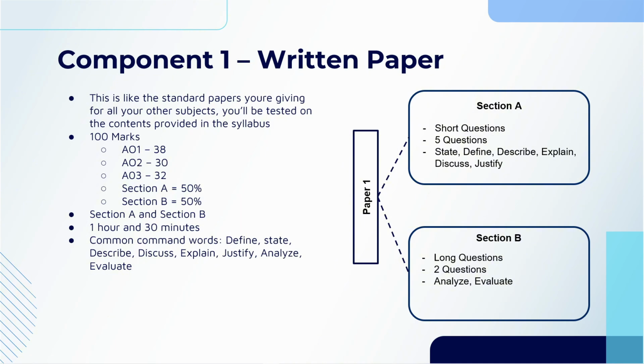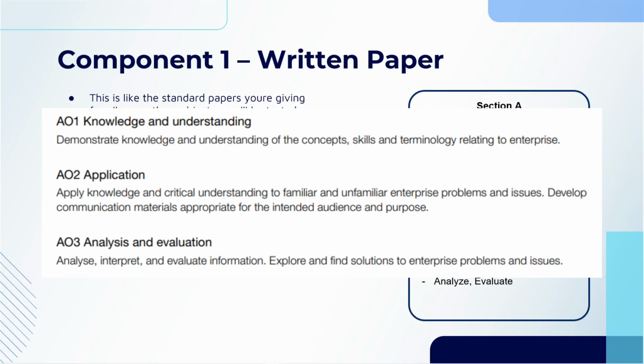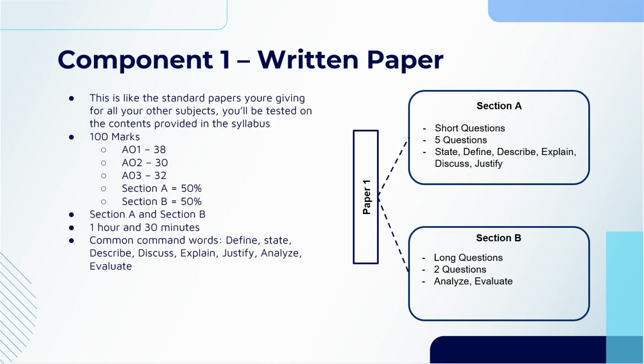If you don't know what I'm talking about, these are assessment objectives. I'll pop them up on the screen so you can see what each one is testing. Section B mainly tests AO3 and is composed of two questions, which will be question 6 and question 7 of your paper, each having two parts. Part A of both questions will be 10 marks, asking you to analyze, and Part B of both questions will be 15 marks, asking you to evaluate the situation.